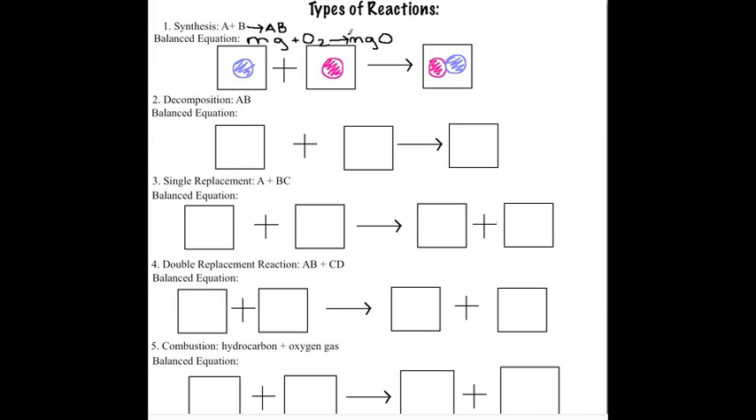Now, if you notice, it's not balanced yet. I have 2 oxygens on this side, 1 on this side. So I need to put a 2 right here. Now, I've messed up my magnesiums because I have 2 magnesiums, so I'm going to put a 2 right there for my magnesiums. That's synthesis: 2 separate elements combined to form a compound.